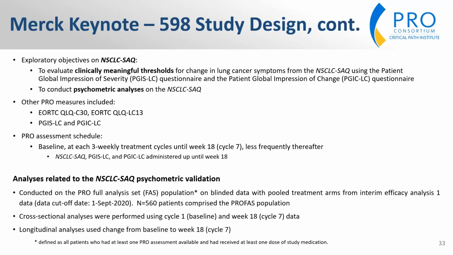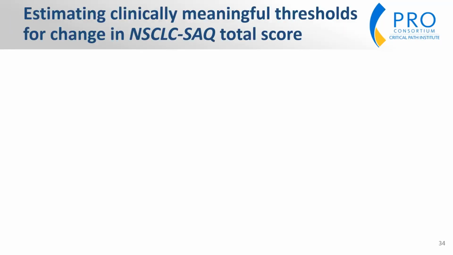The analyses were conducted on the PRO full analysis set, and at the end we had 560 patients at the interim analysis 1. Cross-sectional analyses were conducted using baseline and week 18, and then the longitudinal analyses were conducted using change from baseline to week 18 or cycle 7.